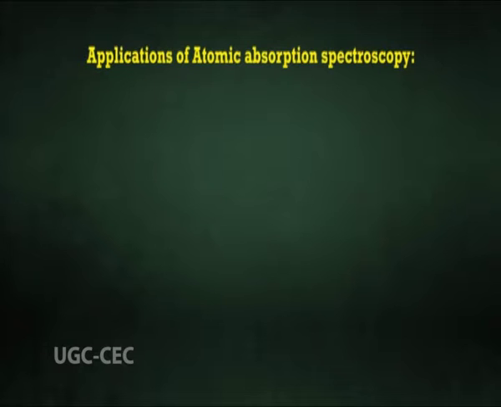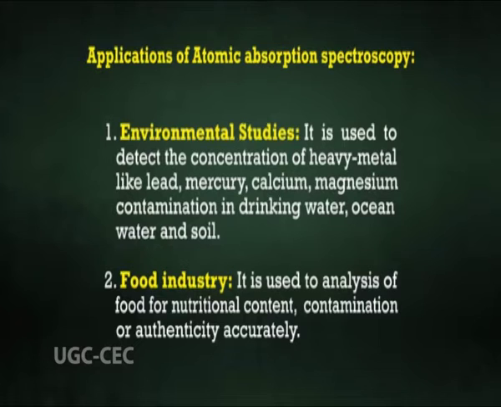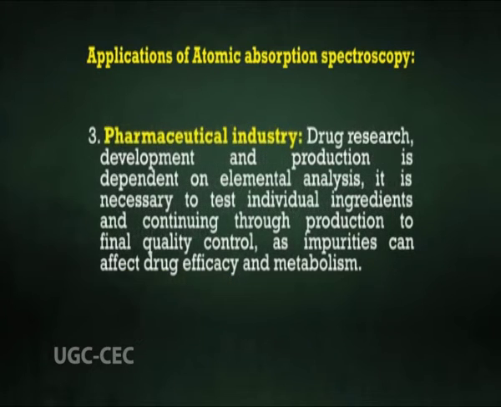Let's come to the applications of atomic absorption spectroscopy. Atomic absorption spectroscopy can be used in various fields. Number 1, environmental studies. It is used to detect the concentration of heavy metals like lead, mercury, calcium, magnesium, contamination in drinking water, ocean water and soil. And number 2, in the food industry, it is used to analyze food for nutritional content, contamination or authenticity accurately.